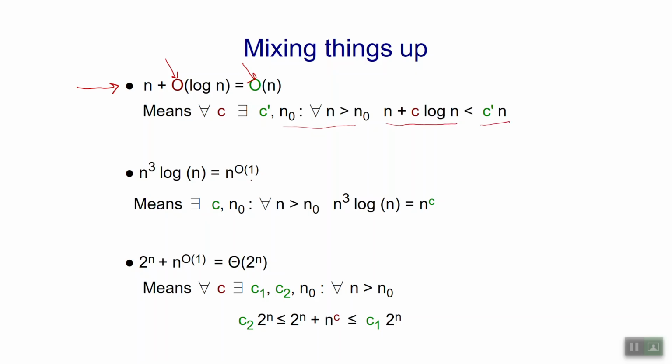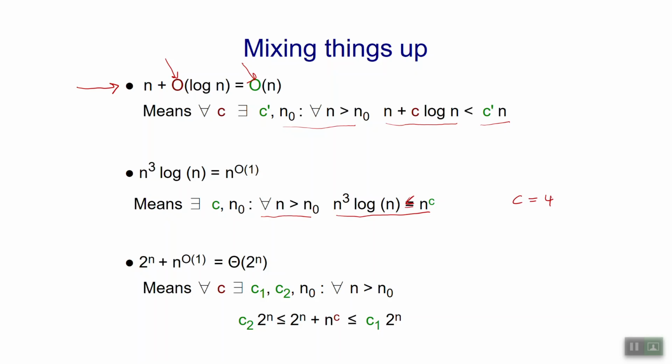You will also see the use of big O in the exponent. For example, n cubed log n is n to the big O of 1. Big O of 1 just means some constant. This means that you can find some constant c and some n0, such that when n becomes large enough, larger than n0, n cubed log n will be at most n to the c. And for this, for example, you can take c equal to 4.